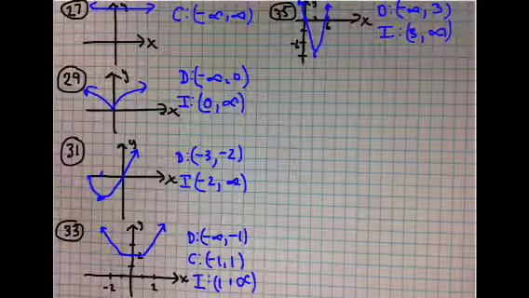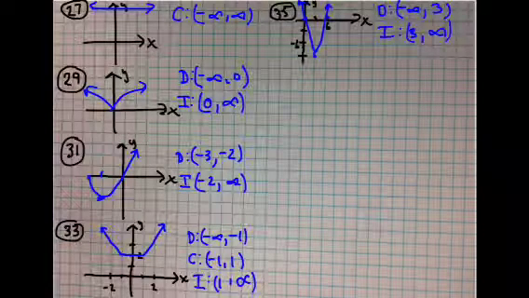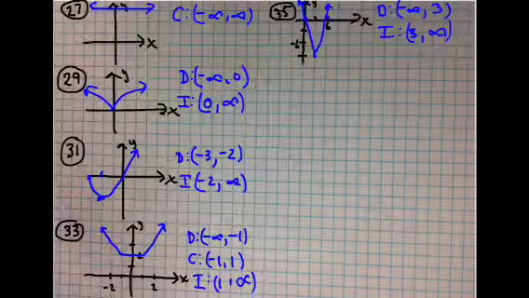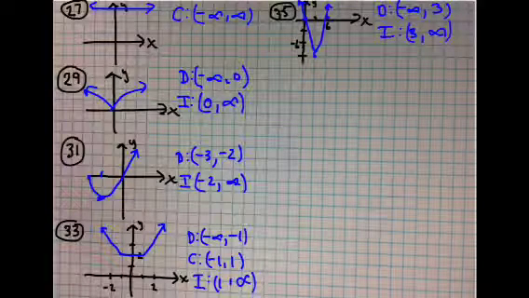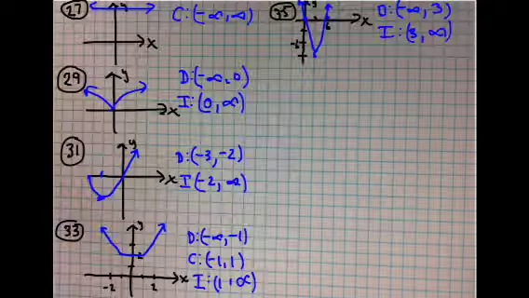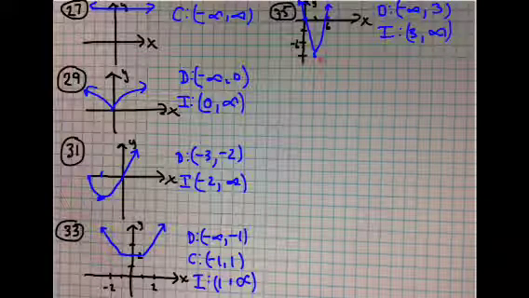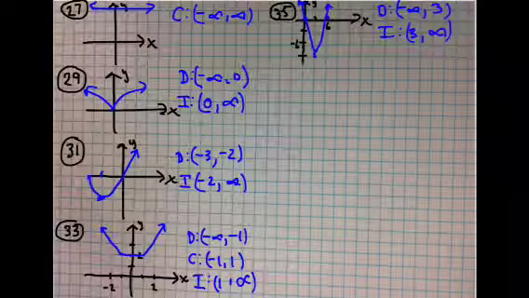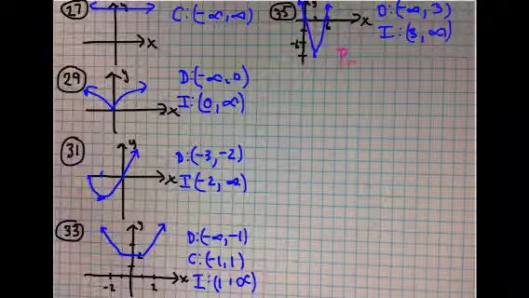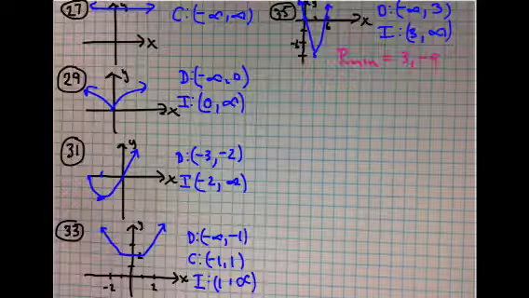Alright, I take it back. Number 35, they're not asking for the intervals. They are asking for relative maximum and or relative minimum values in the function. So this one, 35, since the parabola is opening up, it has a relative minimum down here. So we'll just say relative minimum is at 3, negative 9. And that would be the answer for number 35.